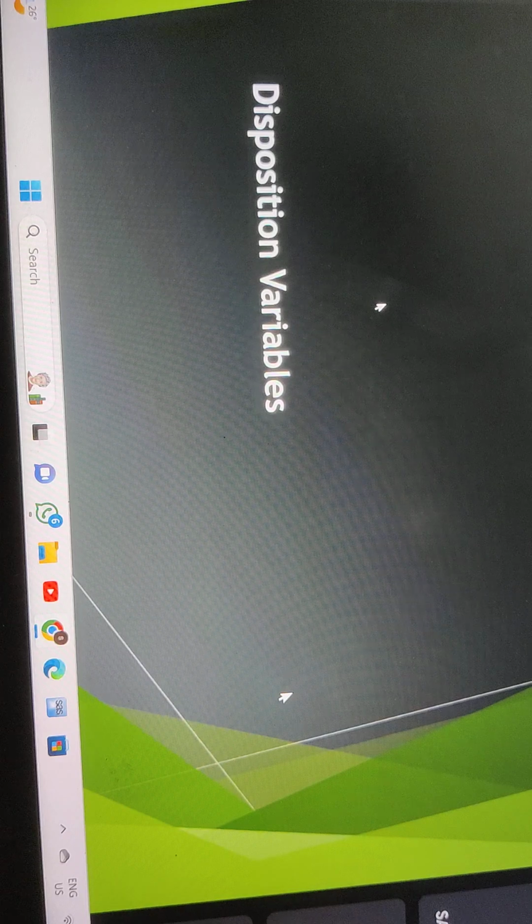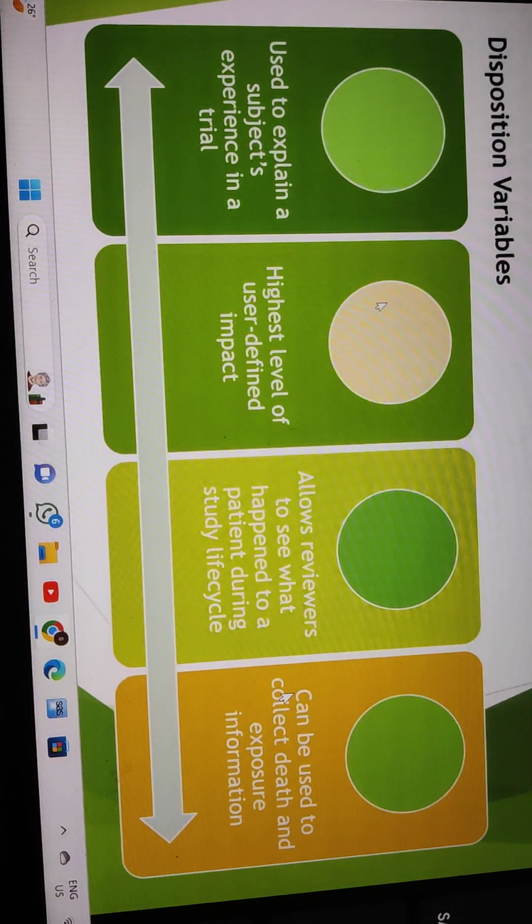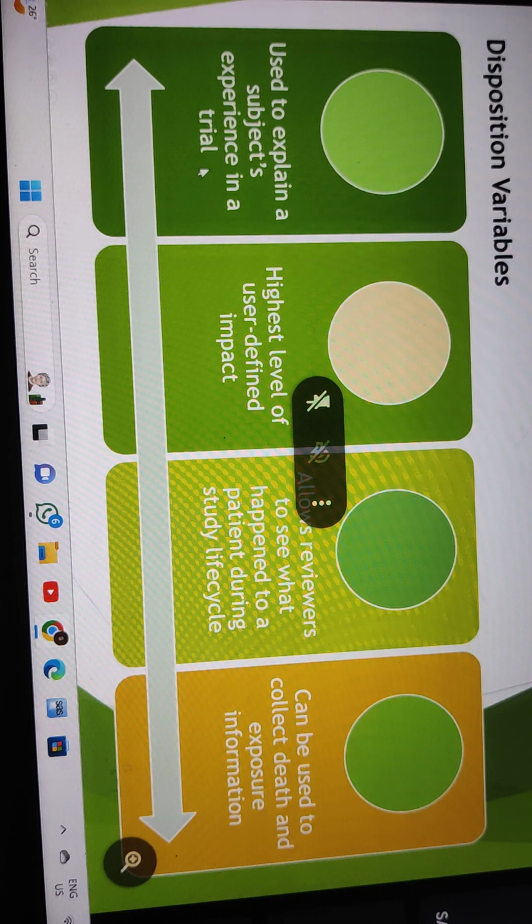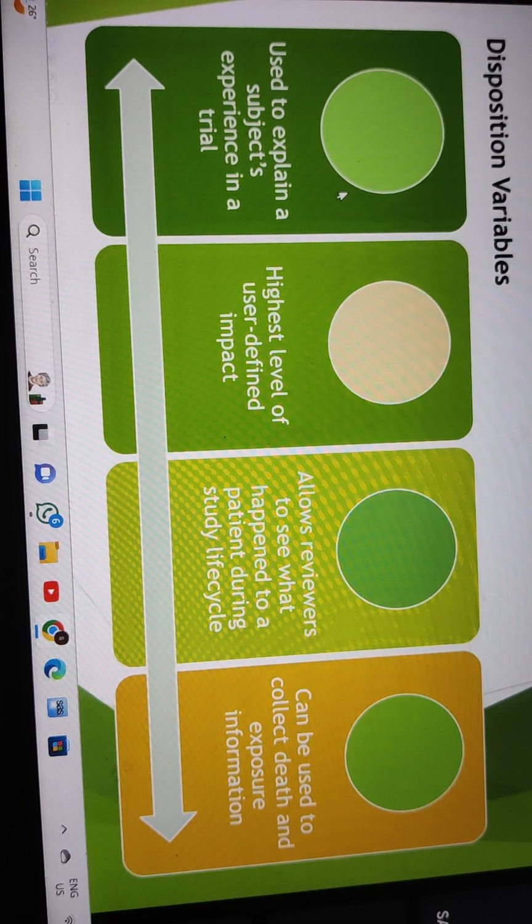As I said, we have the disposition information also, some kind of disposition information we can map into the ADSL. So what kind of information can we have? The disposition variable is used to explain your subject's experience in a trial. Used to explain the subject experience means when it was started, how the subject was randomized, and then how the subject was discontinued from the study. Whether terminated from the study or completed the study, however he has gone through the study, that experience is explained by the disposition variables.